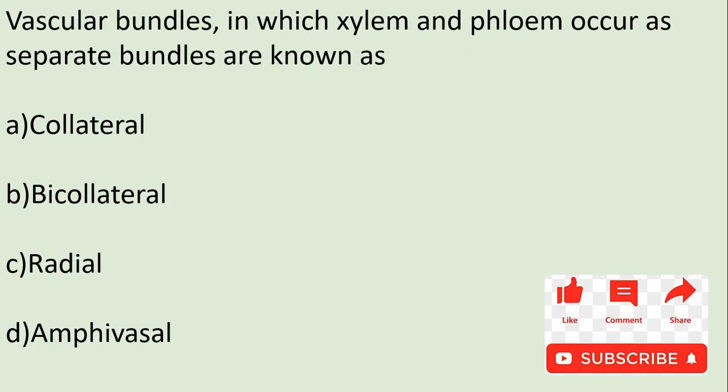Vascular bundles in which xylem and phloem occur as separate bundles are known as A. Collateral. B. Bicollateral. C. Radial. D. Amphivasal.